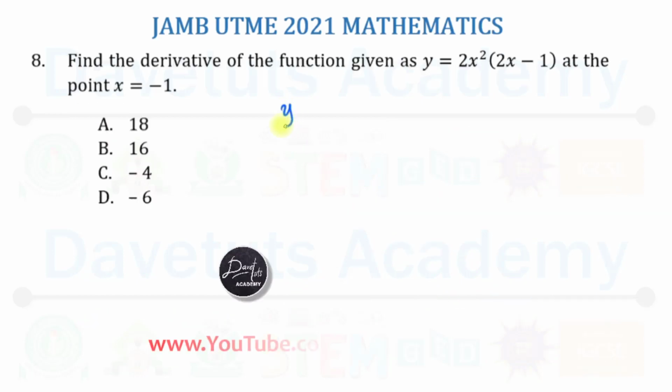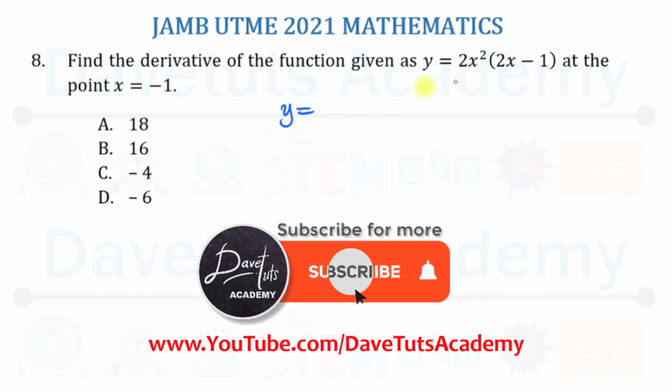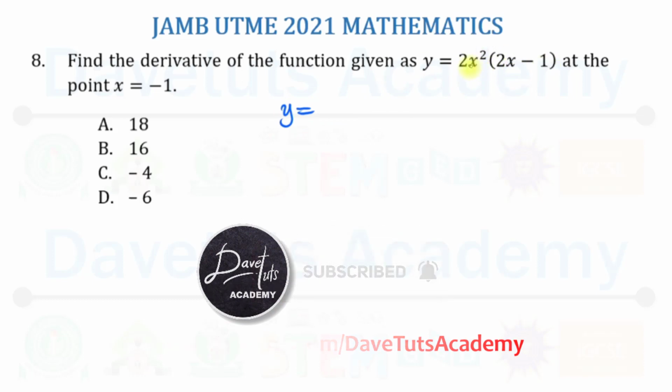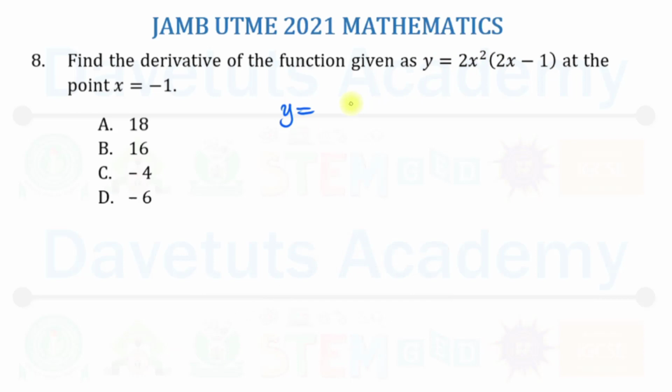Here in this question, we are given y to be 2x squared multiplied by 2x minus 1. I want to just open the bracket straight. 2x squared times 2x, the two will multiply each other to be 4. x squared multiplied by x will be 1x. Then we had the power of the remaining 2 plus 1. That will be 3, okay? Then 2x squared times minus 1 will be minus 2x squared. So this is y. We are now asked to find the derivative of the function at the point x is minus 1.